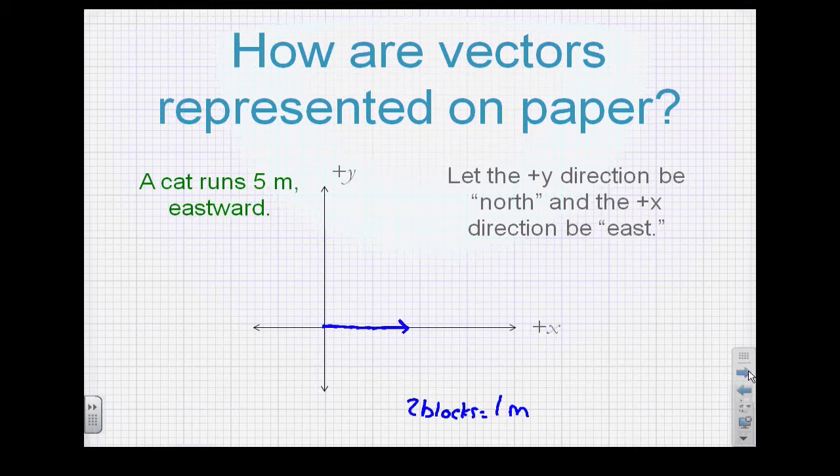And then draw the tip of the vector pointing eastward. So my vector represents motion of a cat 5 meters to the east.